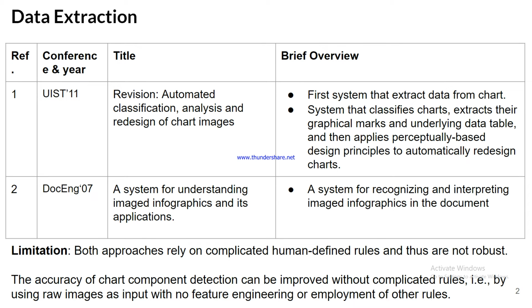Before that, we have seen that for data extraction there were two papers, one on vision and a system for understanding image infographics and its application. Both approaches relied on complicated human-defined rules, so that was not robust. The accuracy of chart component detection can be improved without using these kinds of complicated rules. We saw that in the last video.